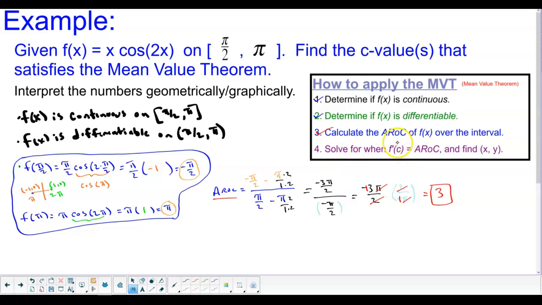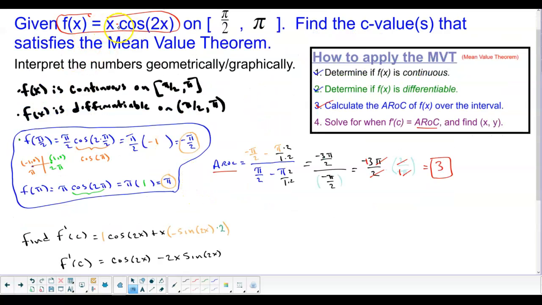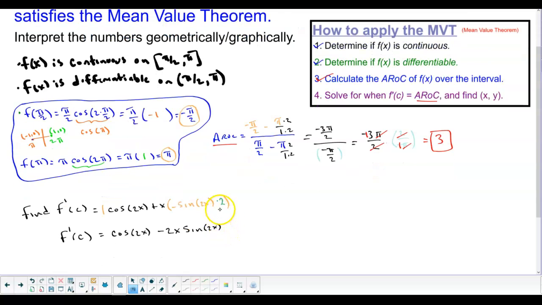The next thing we have to do is take the derivative and set it equal to the average rate of change. So there's the next step. Go ahead and find the derivative of f of x. Remember, you're using the product rule and the chain rule. So when I take the derivative of the original function, we've got the product rule. The derivative of the first times the original second, plus the first times the derivative of the second. But notice we have a chain rule, so that's where that extra 2 comes in. And then I just combine 2 times negative 1 times x to get negative 2x sine of 2x.